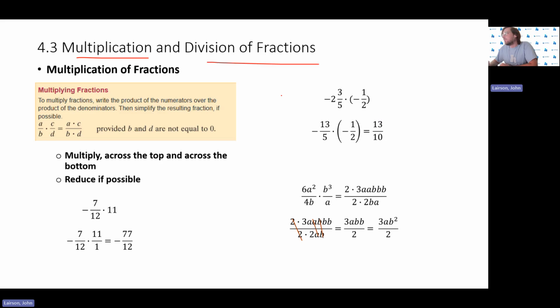Multiplication is real simple. We just go straight across the top and bottom. So let's see what we got here. Let's look at this one first. They don't have a basic example on this one. Let's do a basic example. I'm making up some numbers. 1 over 2 times 3 over 4, and I go straight across. 1 times 3 is 3. 2 times 4 is 8. Right, just straight across.